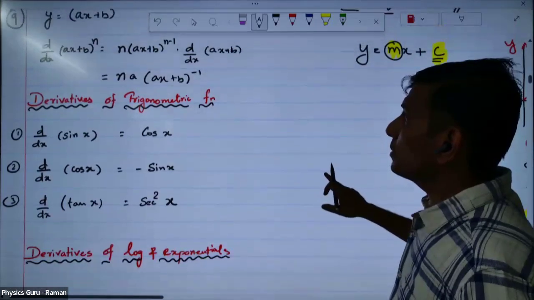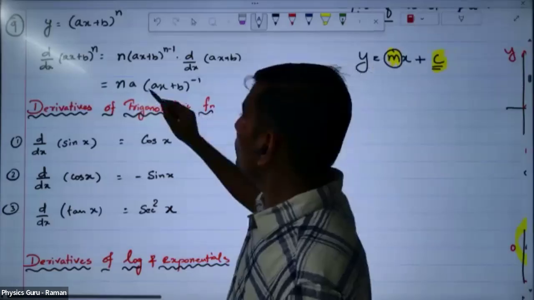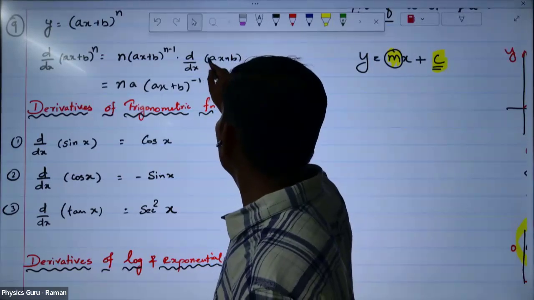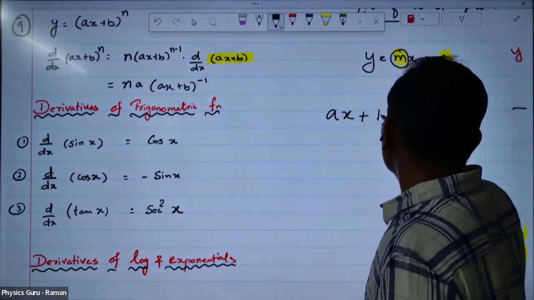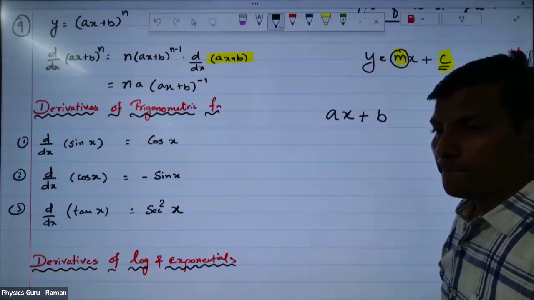Sir, can you show the ninth one? So what's that, sir? ax plus b or ax into b? Which part? This part? Next to d by dx. This one? That one, sir. Yes, sir. ax plus b. Yes. Sir, we have to copy the 9th one, sir. Yes.